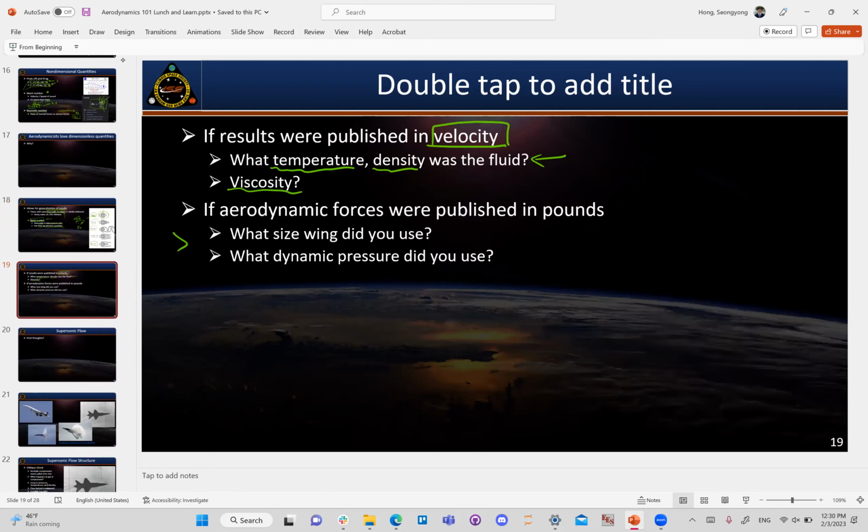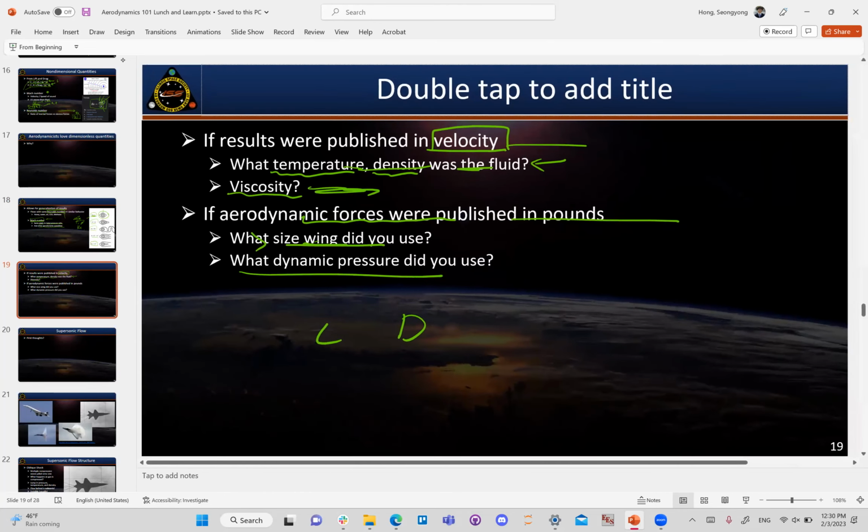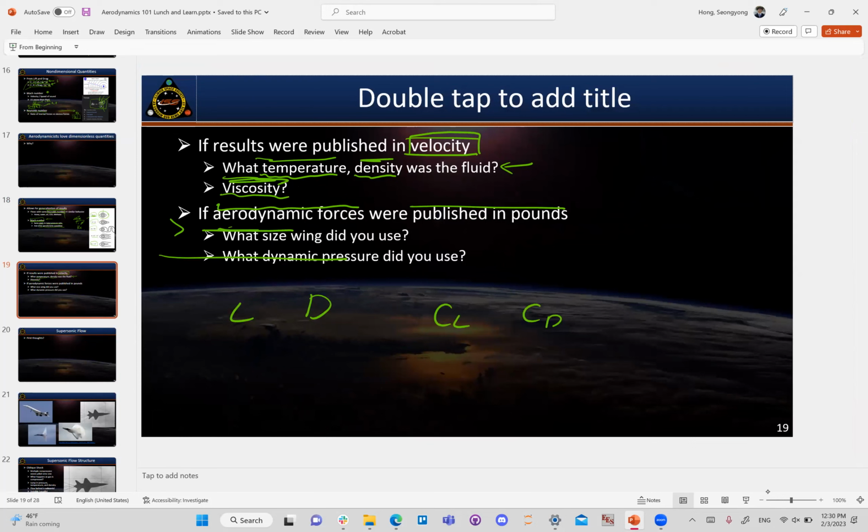I kind of went over this already. If results were published in velocity, then you would have to ask all of these contextual questions. And going back to the lift and drag example, if aerodynamic forces were just published in pounds, like, oh, my wing generated 5 pounds of lift, then you immediately ask, okay, what size wing did you use, and what was the dynamic pressure you used? But if you just publish, oh, my CD is this, and I used the wing area as my reference area, boom, that's enough information for everyone to know what you need.